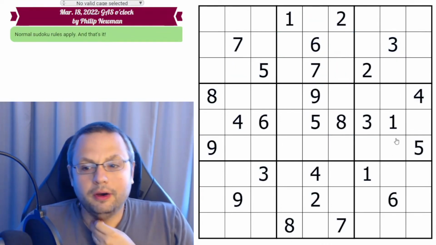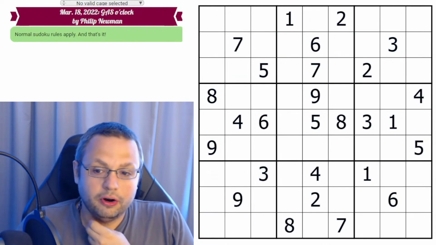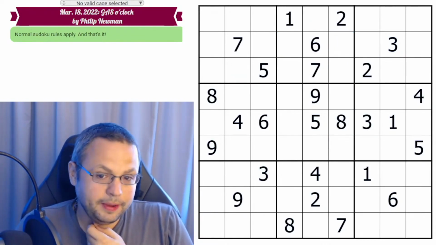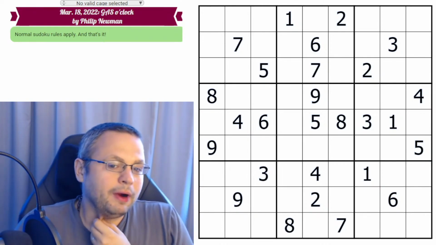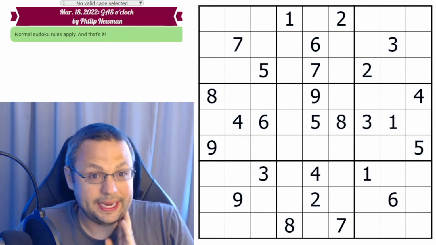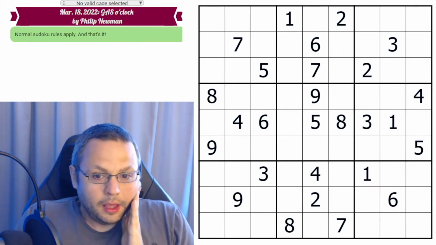All right. So that said, let's start with this gas classic by Philip Newman, and let's practice doing these things and looking at the kinds of deductions that we get out of them.